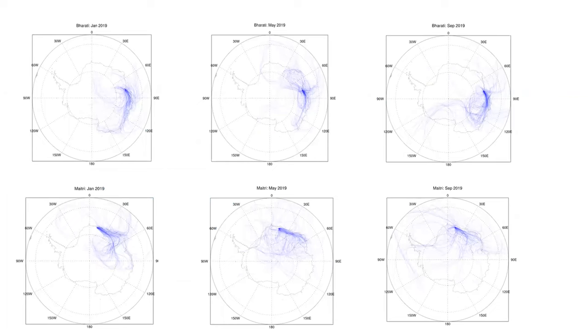We also tried to see the back trajectory for three different months of January, May, and September. If you can see the plot for Maitri and Bharti, Bharti on the top and Maitri on the bottom. For January, we can see that the wind comes from very nearby places around Antarctica. Whereas during May and more so during September on the rightmost panel, the wind appears to reach from all around the Antarctic coast, which might be bringing the black carbon, basically the biomass from the southern hemisphere, wherever we have vegetation.